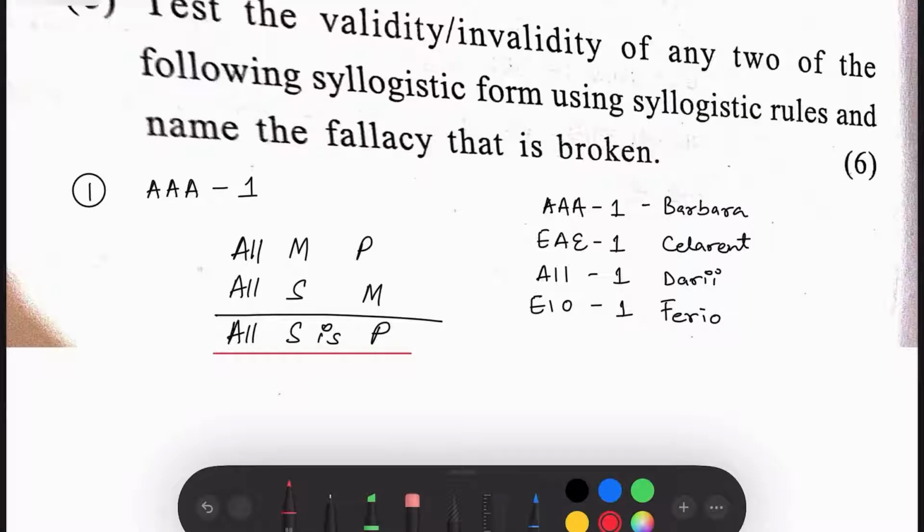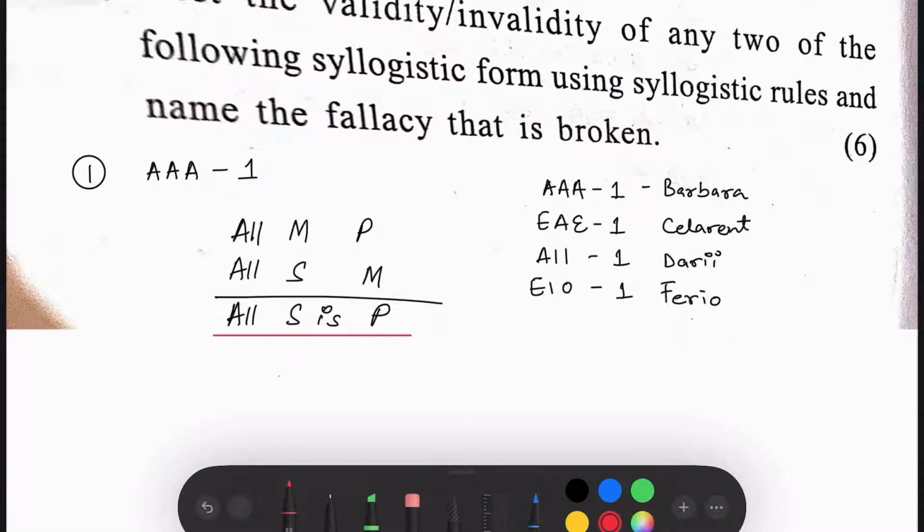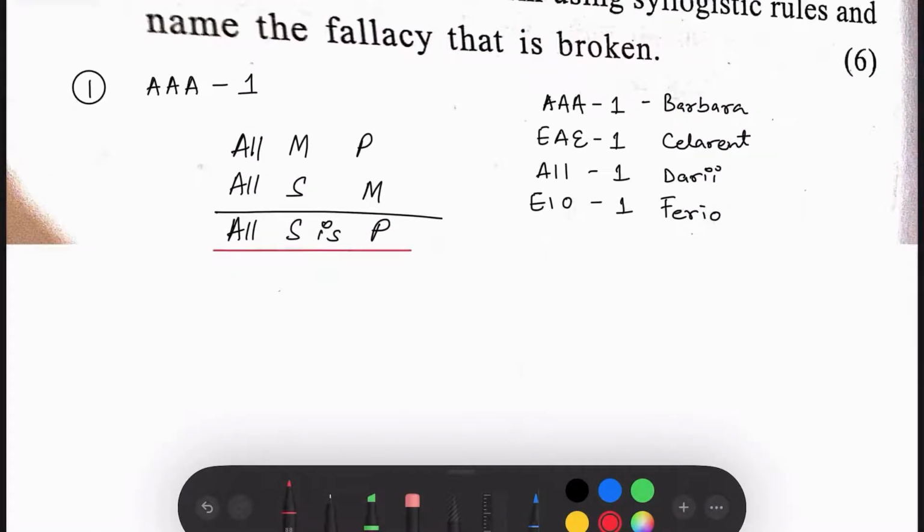Now next is test the validity or invalidity of any two of the following syllogisms using the rules. So again here the rules should be clear to you. So I'll share the video for rules also, and name the fallacy which is broken. Now if you see the first case, A first, so again this is valid. This will always remain valid.